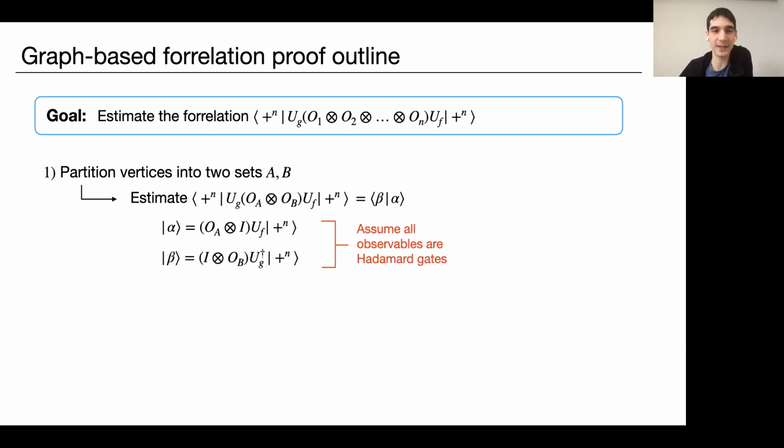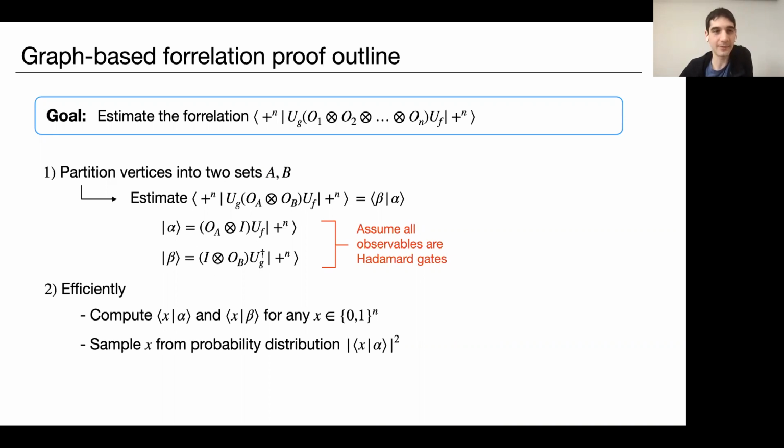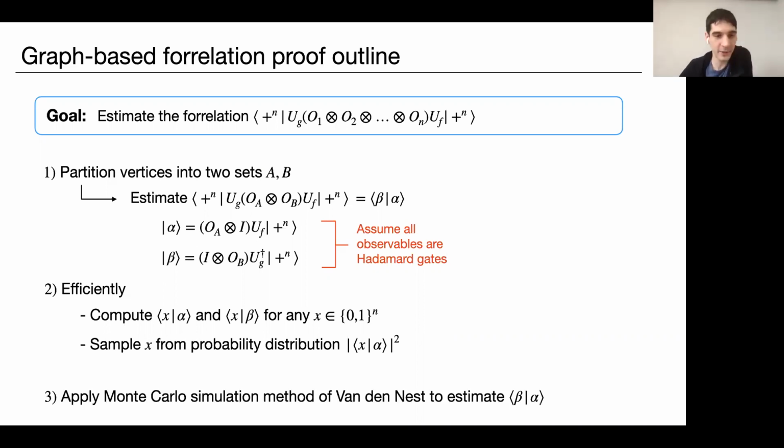And so these will actually be good normalized states. And then in the second step of the proof, we want to show that we can compute certain properties of these states efficiently. In particular, we want to show that we can compute inner products with computational basis states, so computing amplitudes. And also, we want to show that you can sample from a z-basis measurement of these states efficiently as well. So if we can compute these inner products and do the sampling problem, then we can apply this Monte Carlo simulation method of Van den Nest to estimate this inner product.